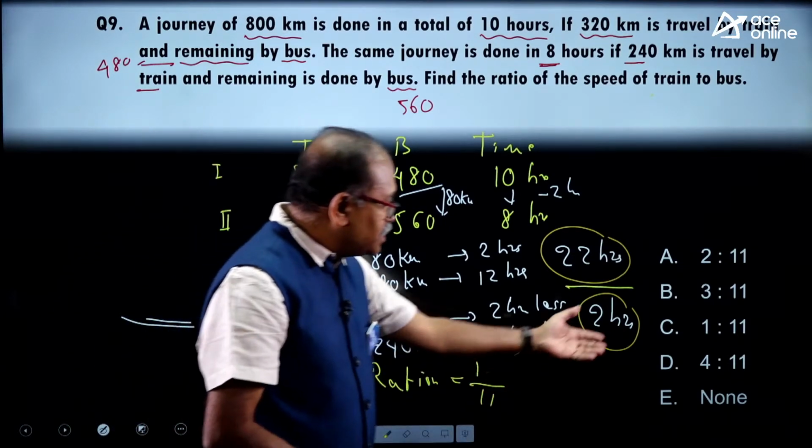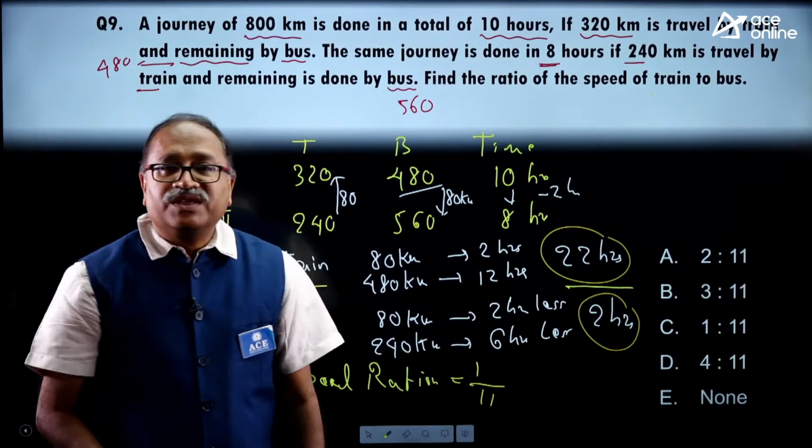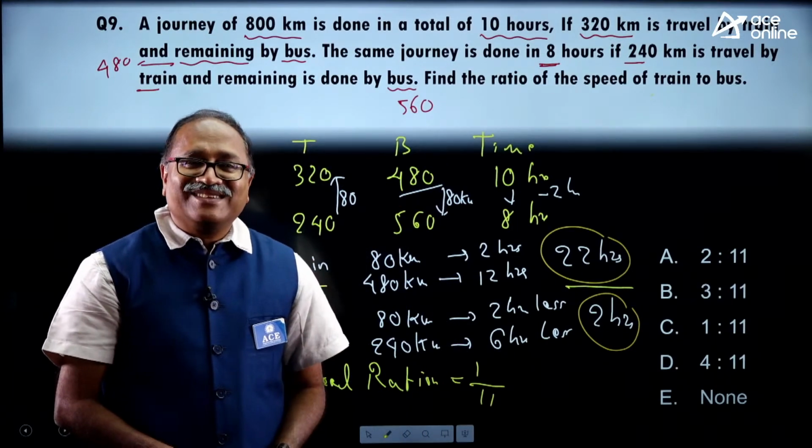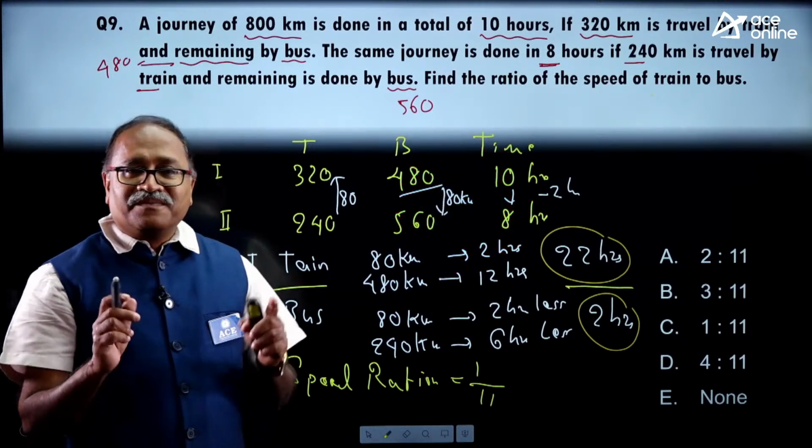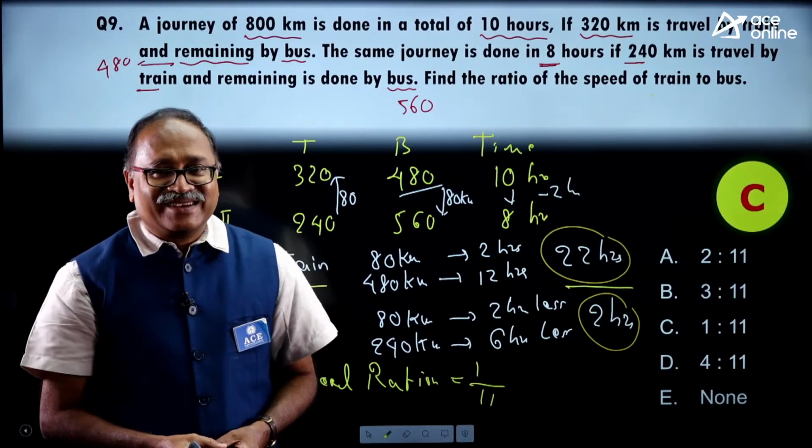Do we have any option? Yes, we have the option. That's option choice C. Let's check that the answer is correct. Yes, my friends, it's correct.